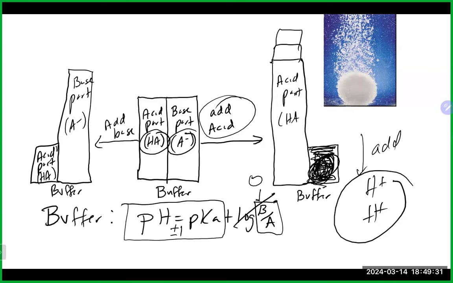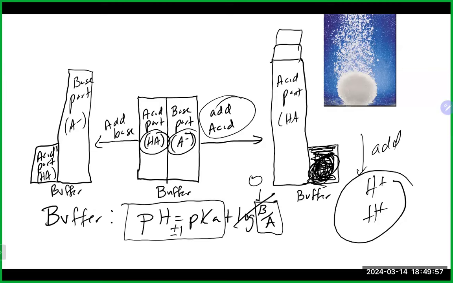A really poor choice to make a buffer at a pH of 4.7 is something like ammonium chloride, which is based off of ammonia, which has a pKa value of 9.25. That's a long journey to get down to 4. So it's not going to be a good choice to make a buffer out of. But that would be a really good choice to make a buffer in the pH range of 9.